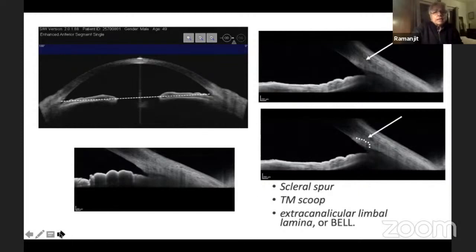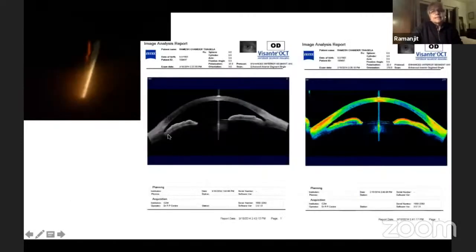So if we are looking at a narrow angle, and this is what we would say is a narrow angle, this is what we can see clinically. You can use a Van Herrick's, you can use a torch, you can see anything clinically. This is the kind of picture you're likely to get on the anterior segment OCT. And you could, if you like, make it colored. It just looks nicer, but doesn't give us anything extra.